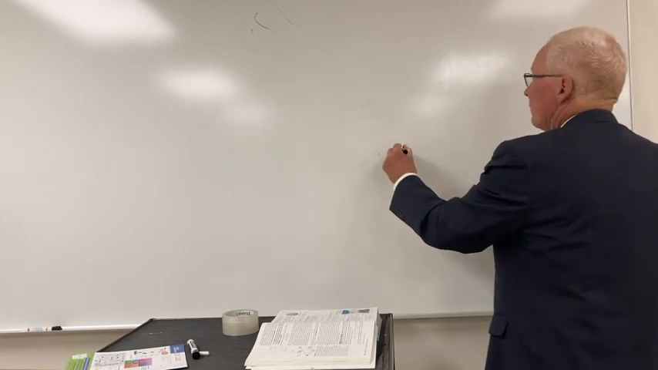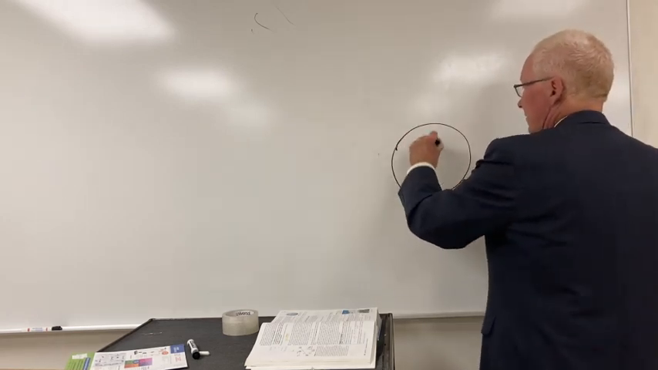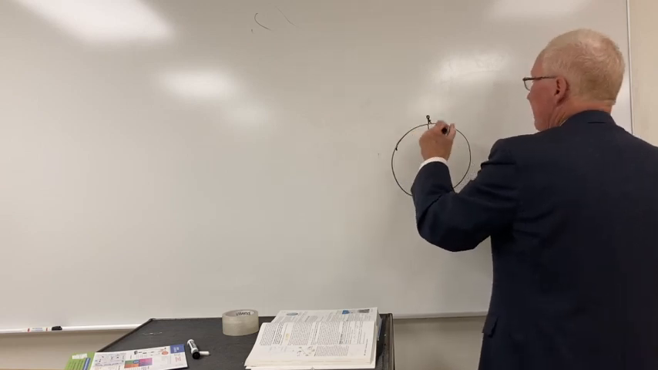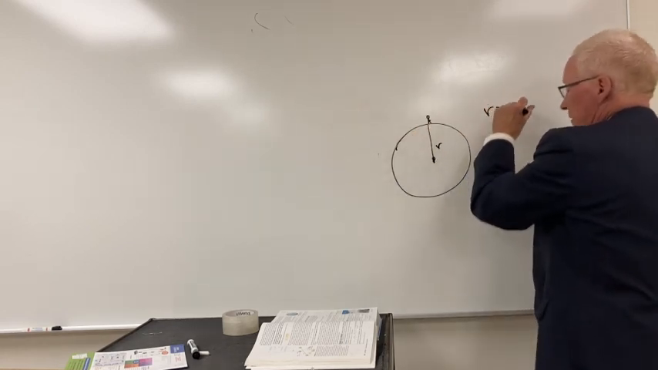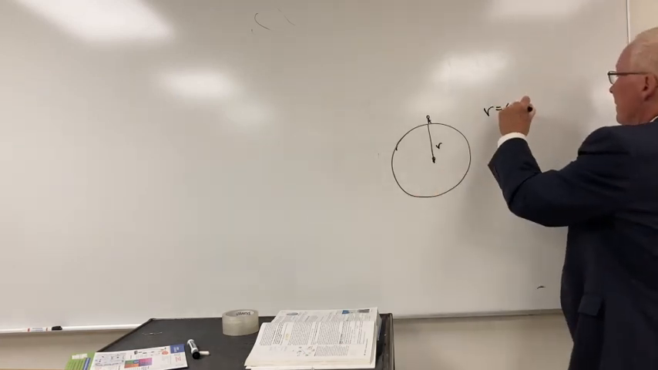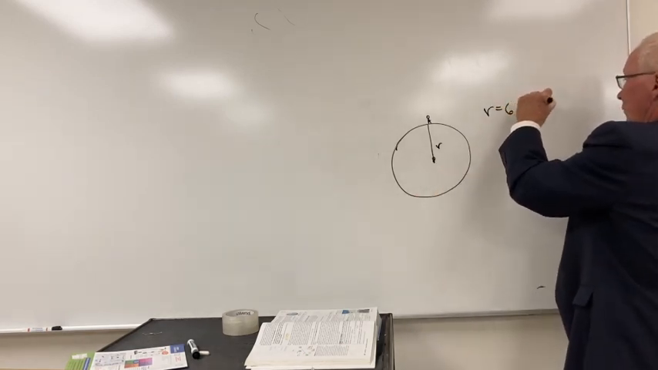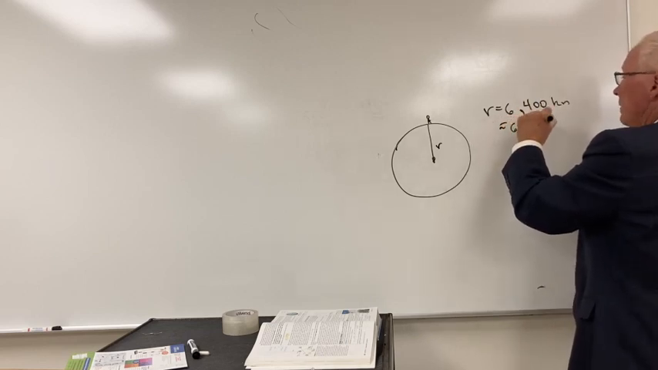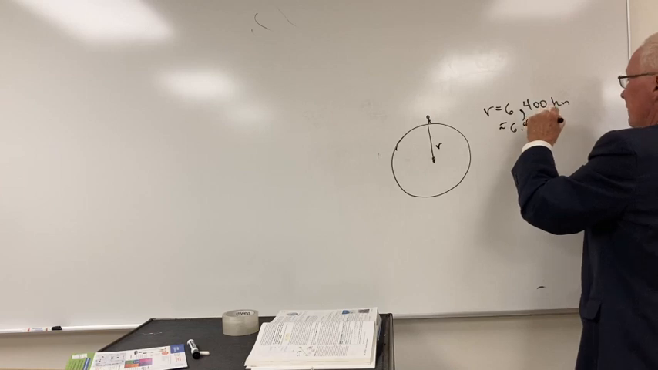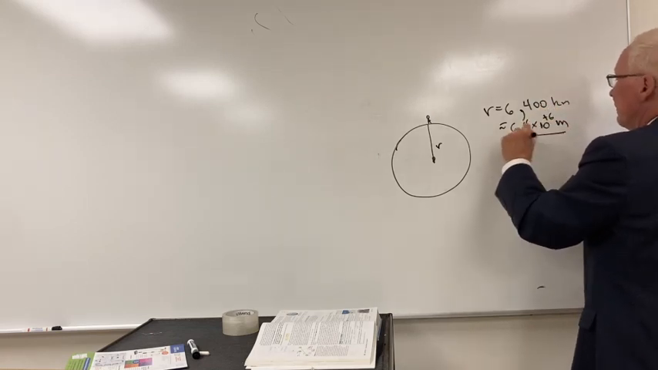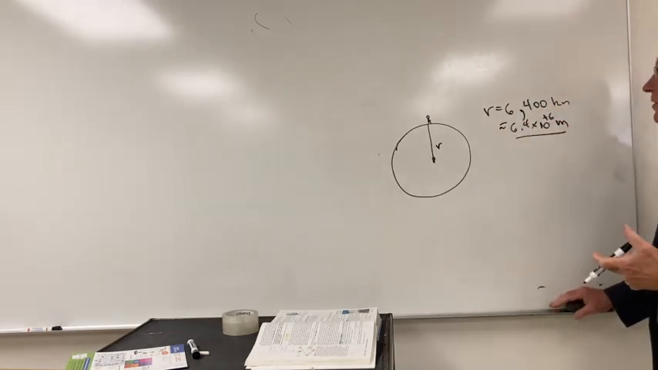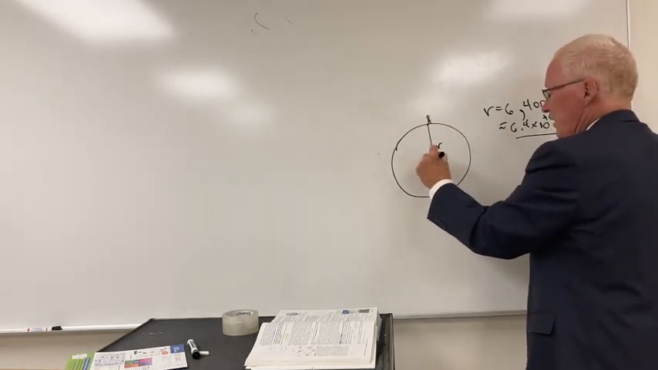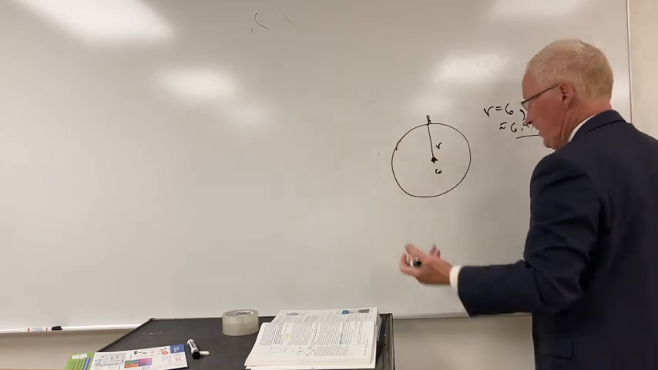So on Earth, this is the radius. Somebody on Earth, this is R. R in this case is 6,400 kilometers, which is approximately 6.4 times 10 to the 6th meters. Very large number, all right? So the force of gravity between us and Earth is based on how far we are from the center of the Earth.